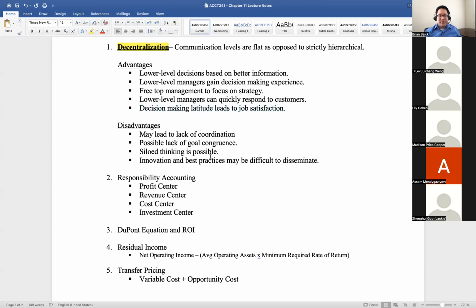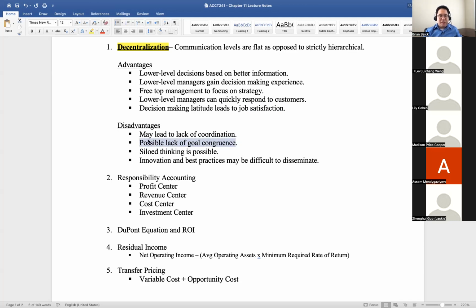Now, decentralization is not always a good thing, because decentralization may lead to a lack of coordination, right? Because everybody is doing their own thing, and so they may not think of the big picture. And that's the second point here, lack of goal congruence. Goal congruence means I'm responsible for division A, somebody else is responsible for division B, and I'm only worried about the profits in division A because that's my division, right? And somebody else is only worried about the profits in their division. So in that case, we aren't necessarily trying to promote the overall goals of the organization. That's called a lack of goal congruence.